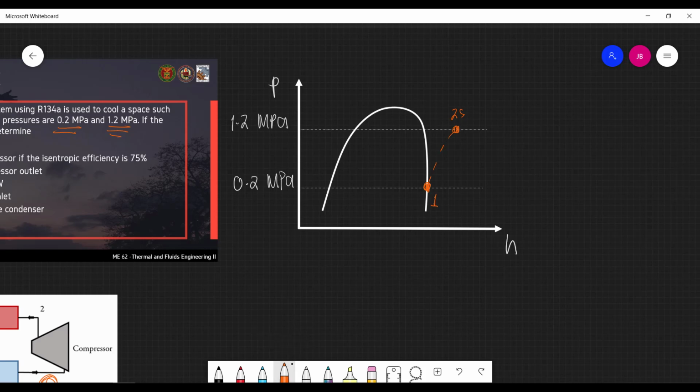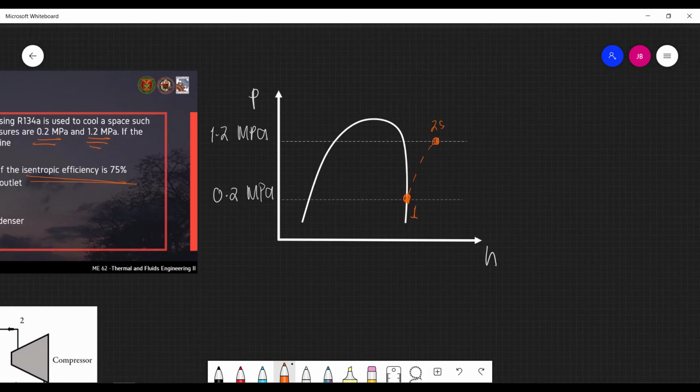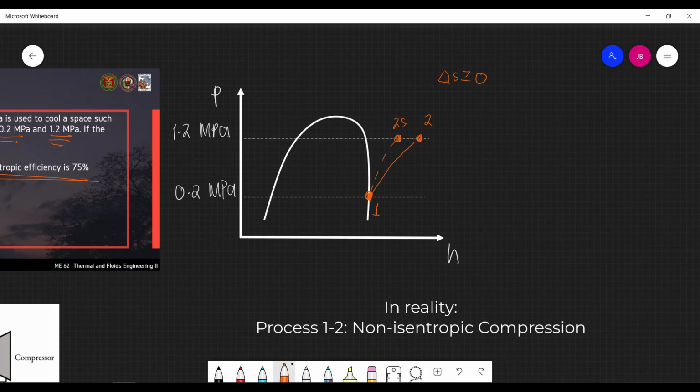But unfortunately, according to our problem letter A, our compressor has an isentropic efficiency of 75%. It means na hindi isentropic yung process natin. And by virtue of the second law of thermodynamics, dapat yung delta S when we are having a certain process should be greater than or equal to 0. Hindi nga 0 dahil hindi ito isentropic process. So, we know that our state 2 is located somewhere here. So, this is now our actual process from 1 to 2.